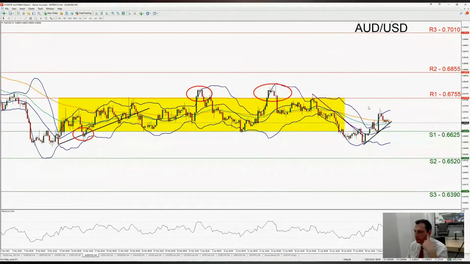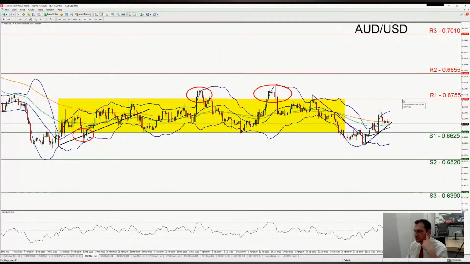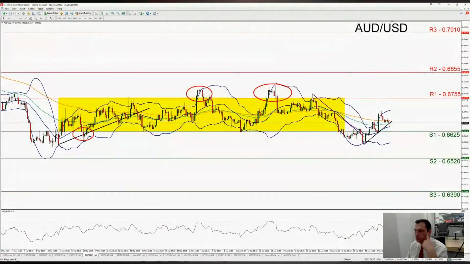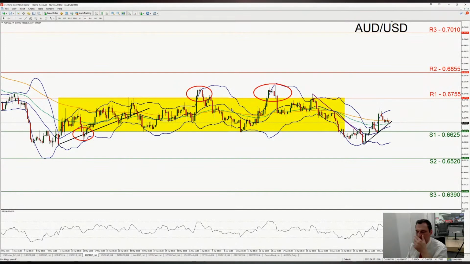Nevertheless, for a bullish outlook, once again, we would require a higher peak than this one. That would practically mean that the pair has to rise and reach, if not breach, the R1 0.6755, which also provided resistance here and here, was briefly broken here and here.